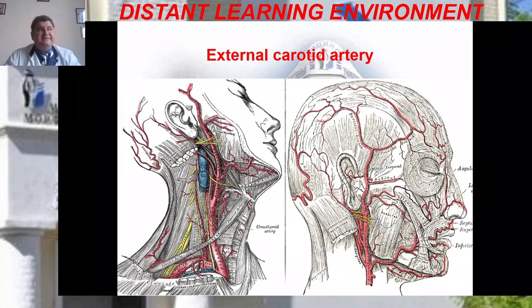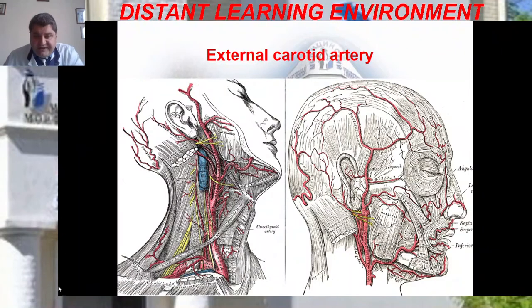So it gives branches for the tongue muscles, and also for the sublingual salivary gland. The terminal branches of the lingual artery are the arteria profunda linguae, the deep lingual artery, and also the dorsal lingual arteries, which pass to the mucous tissue of the tongue.